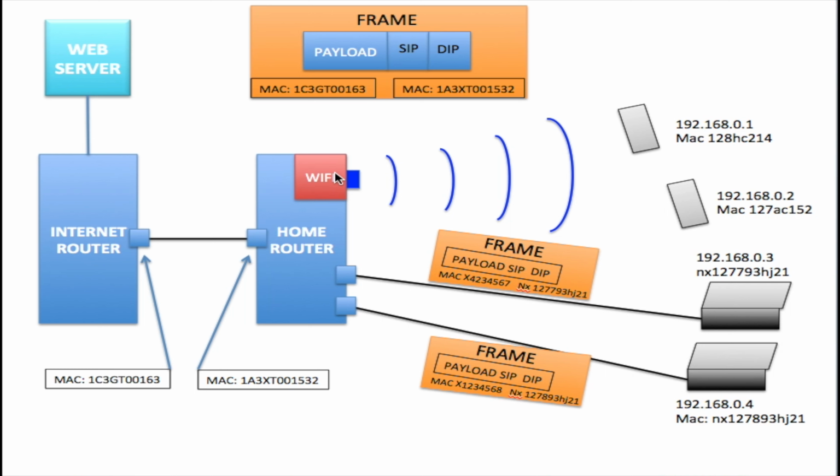Now over here in the Wi-Fi area, one more thing has to be changed. You remember before we didn't touch the payload. We just changed the destination IP address, and that was it. We didn't change anything else. But when it is sent to Wi-Fi, we have to manipulate the payload.